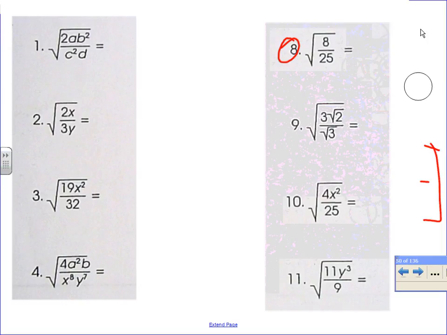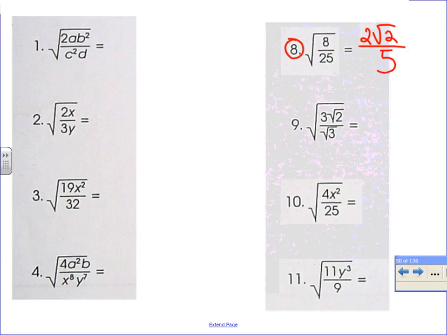Thank you, Gia. Gia, would you like to tell us what you got for number 8? But you have to keep simplifying. Square root of 8 you can reduce to square root of 4 times square root of 2. So not completely. Did anyone simplify the 8? Alexis, what did you get? Good. 2 times the square root of 2 over 5.